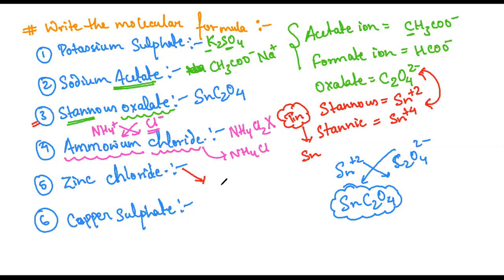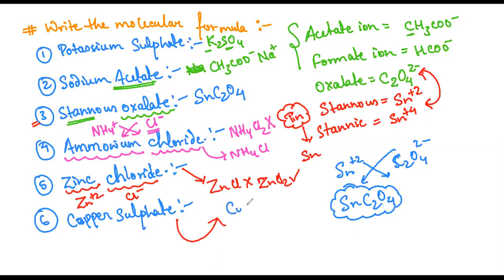Then this one, zinc chloride. ZnCl. No. What is the formula for zinc ion? Zn plus 2. And chloride, just now I told you, Cl minus. ZnCl2. Okay. Copper sulfate. CuSO4. Okay. So you have some idea of cations and some idea of anions.